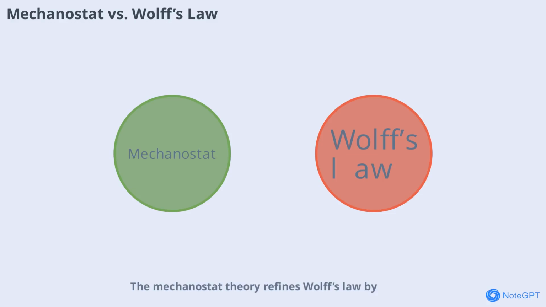Mechanostat theory refines Wolff's law by focusing on strain thresholds that dictate bone loss, maintenance, or gain. While Wolff's law emphasizes stress and alignment with principal forces, the mechanostat highlights the importance of strain magnitude and frequency. This distinction is crucial for understanding how bones respond to different types of mechanical stimuli and for designing effective interventions.